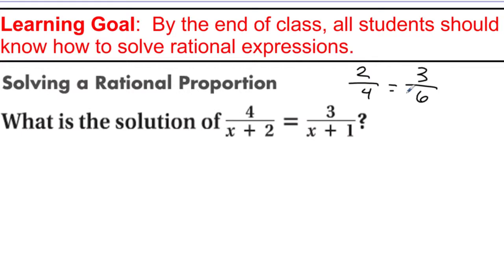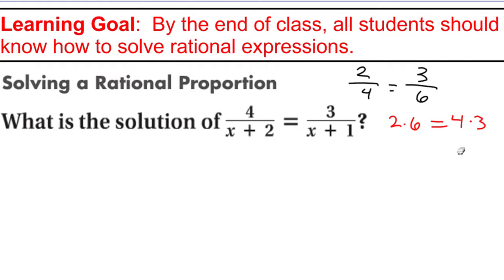A property of proportions that always works is that if you multiply the numerator of one of the fractions times the denominator of the other, in this case 2 times 6, that should always be equal to the multiplication of the other diagonal. So 4 times 3. Okay? And if you notice, this works. 2 times 6 is 12. 4 times 3 is also 12. So this is a method that when two fractions are equal, this will be true. So we can use that to our advantage for our algebra problem here.